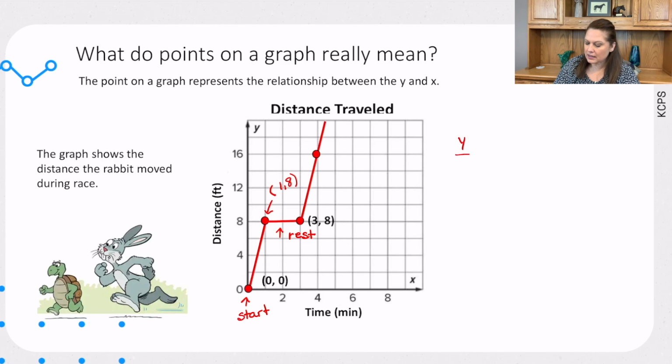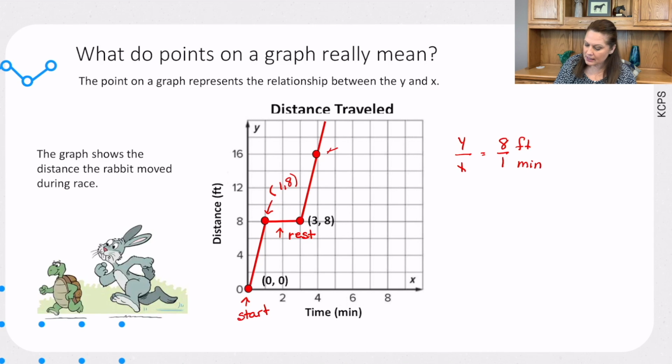So that tells me that the constant of proportionality, at least for this particular point for the hare, is 8/1. 1's in my denominator, so I know that's my unit rate. So the hare is traveling, remember I'm using my units, not distance and time, 8 feet per minute. And if we go back, the tortoise is traveling 4 feet per minute. So the hare is actually twice as fast as the tortoise, as we would expect. But then between 1 and 3 minutes, the hare is at rest, and then he takes off again.